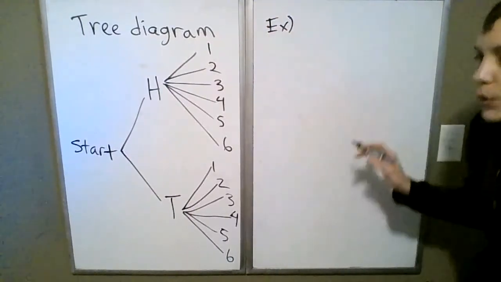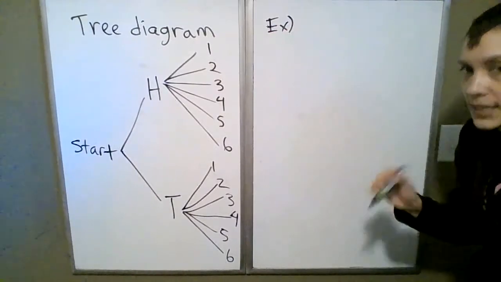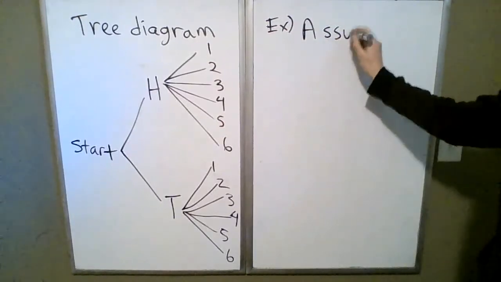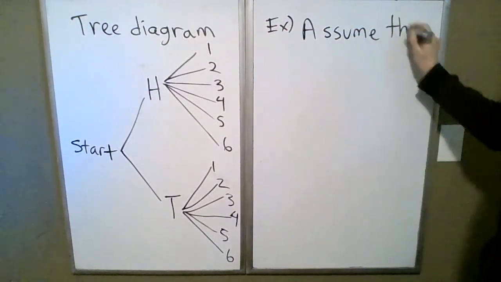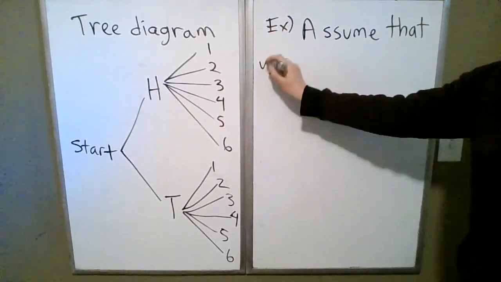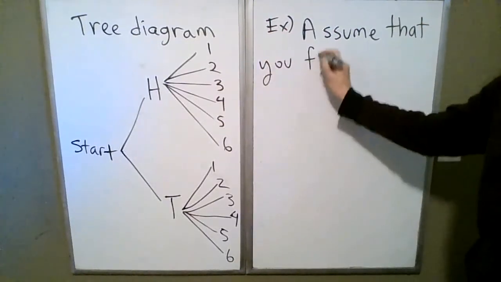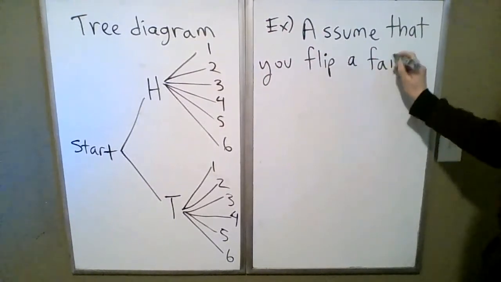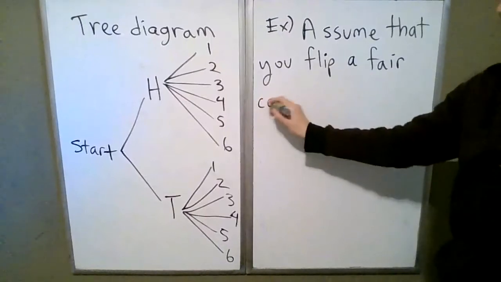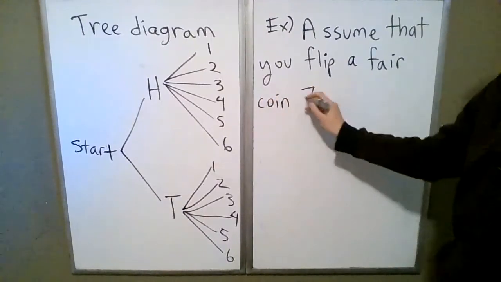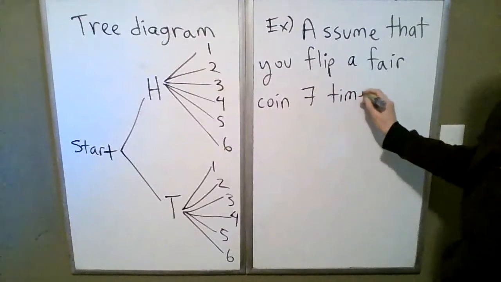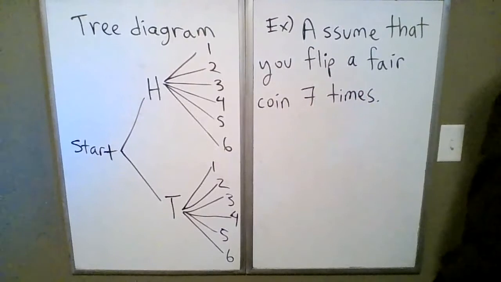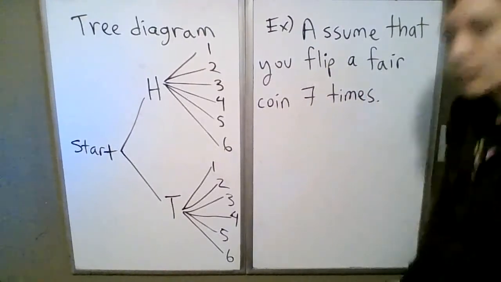This time, we want to flip a fair coin 7 times. How many outcomes are possible?